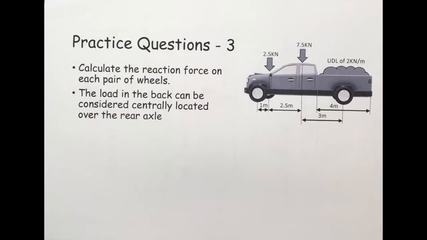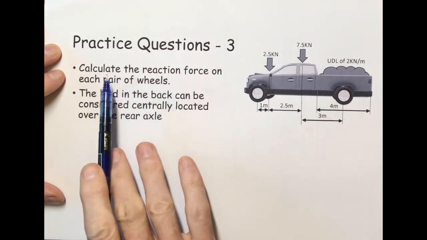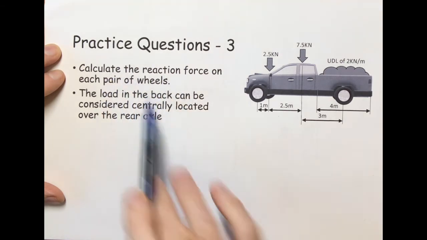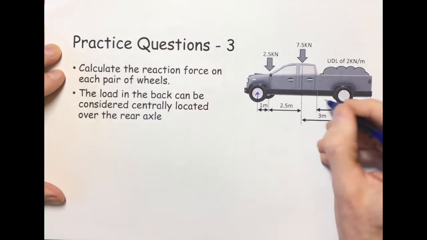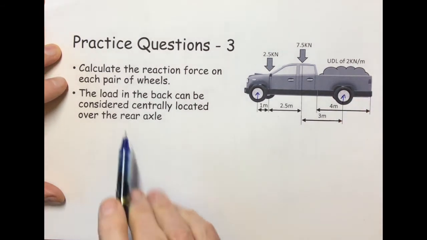So here we have practice questions 3. It's a bit of a diagram. It makes it look more complicated, but actually, if you're methodical about it and break it down, it all comes out to be quite straightforward. So what we've got to do is to calculate the reaction force on each pair of wheels. So the reaction force there and the reaction force there.